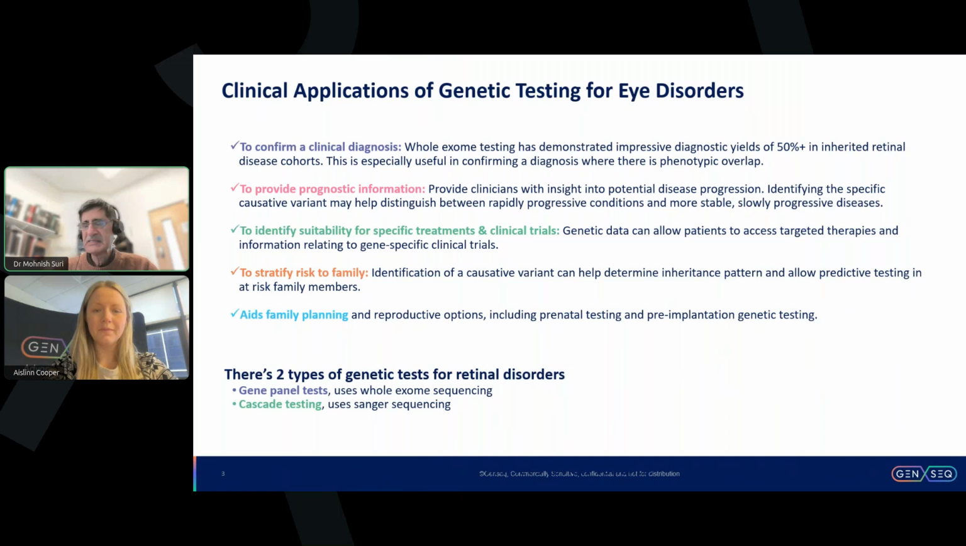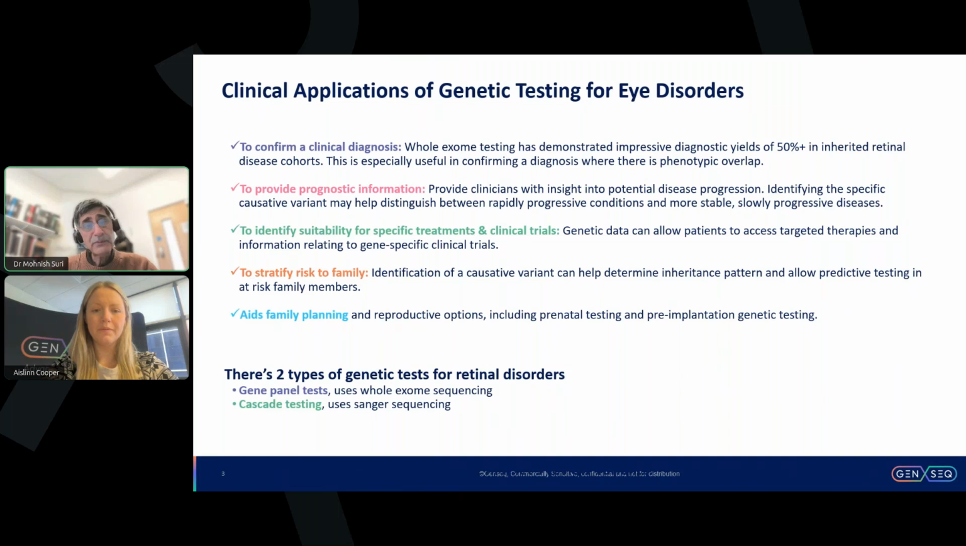And you'll see here from the statement that whole exome sequencing, whole exome testing has demonstrated very impressive diagnostic yields of 50% plus in inherited retinal disease cohorts. So like I said, this is especially useful when you're thinking about confirming a diagnosis where you're not so sure exactly what your patient has.